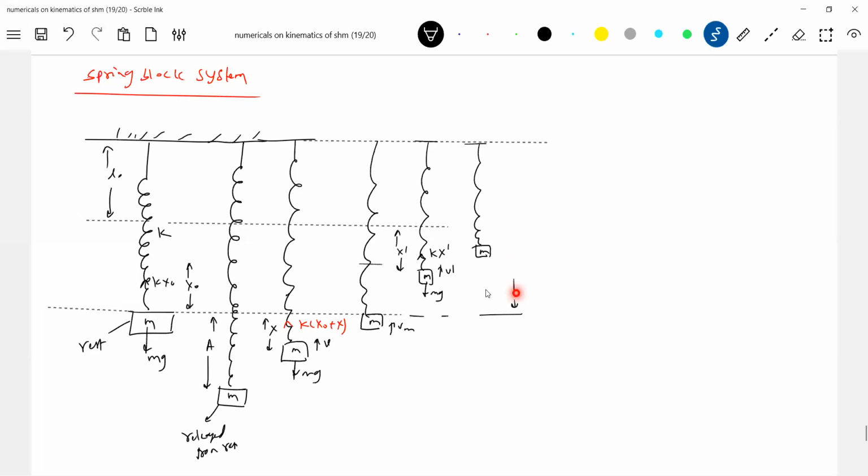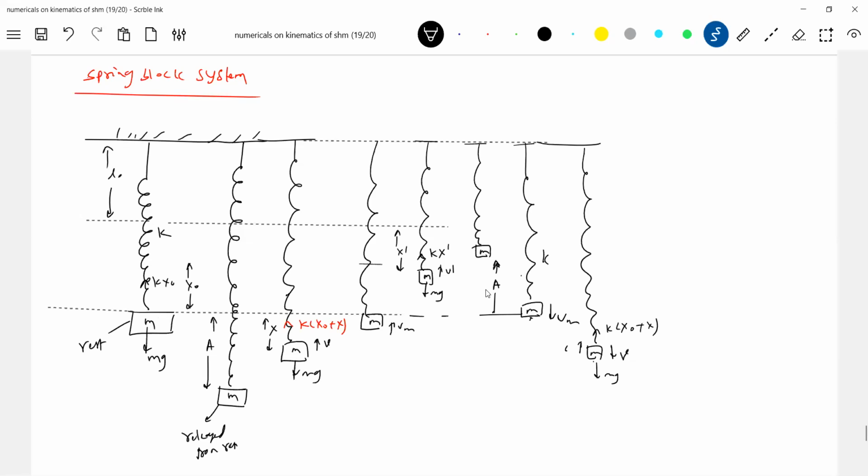So again, after this position, the block will come back again to mean position. It will have maximum velocity. So I agree this. So then this is the one sequence that will happen. K(x naught plus x) upward, here mg, it will undergo retardation. So this will be one oscillation.